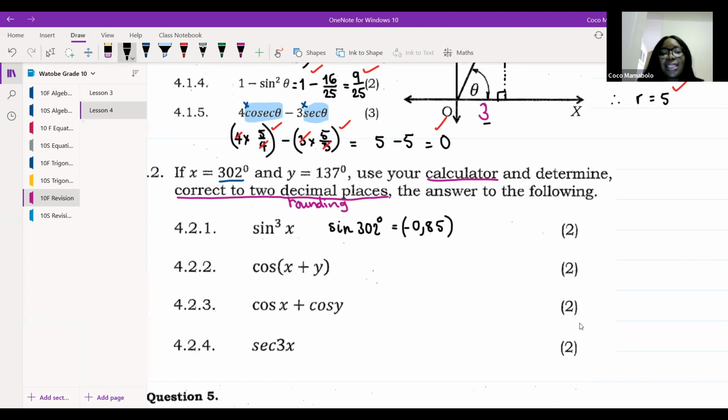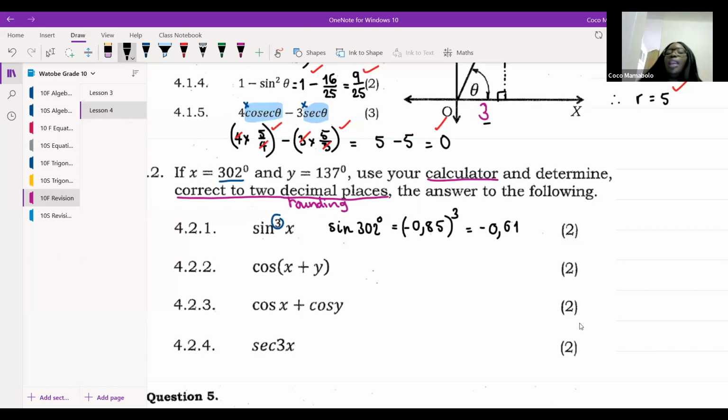And then because they said it's cubed, I must take the final answer that I get after typing in sine 302 degrees, and I need to cube it. So you're going to take it in your calculator, and you're going to cube it, and the answer you're going to get is negative 0.609, but we're not going to use 0.609 because they want us to round to 2 decimal places. So we're going to change this 09.